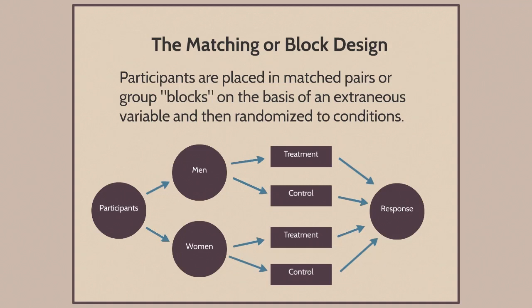Now it's easy to confuse this with stratified sampling, but we're not sampling based upon men and women. We already have a sample. We're stratifying now after we have a sample and putting these individuals into what we call blocks. So the extraneous variable gender is taken care of. How about the other extraneous variables? They're handled through randomization to the treatment control conditions.